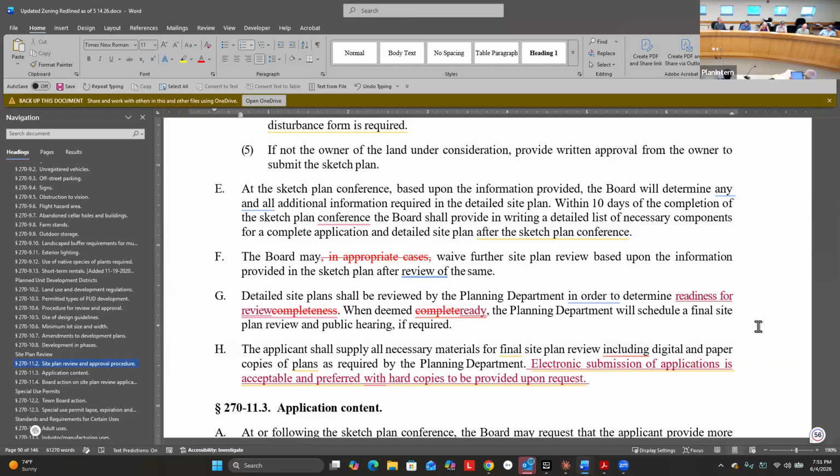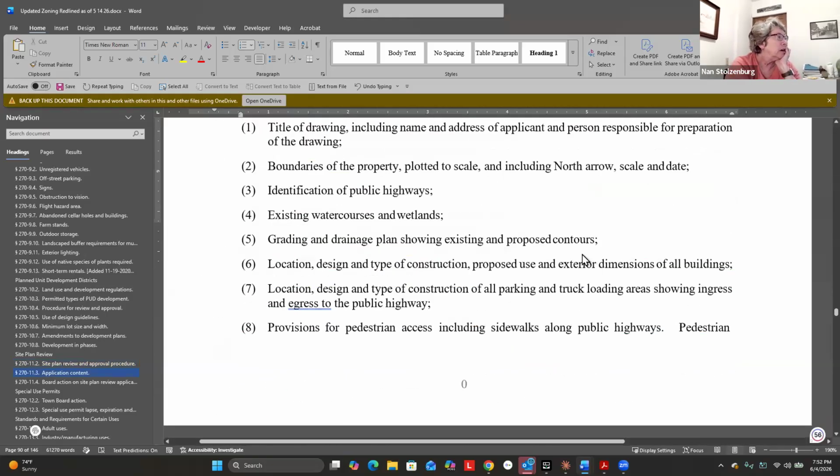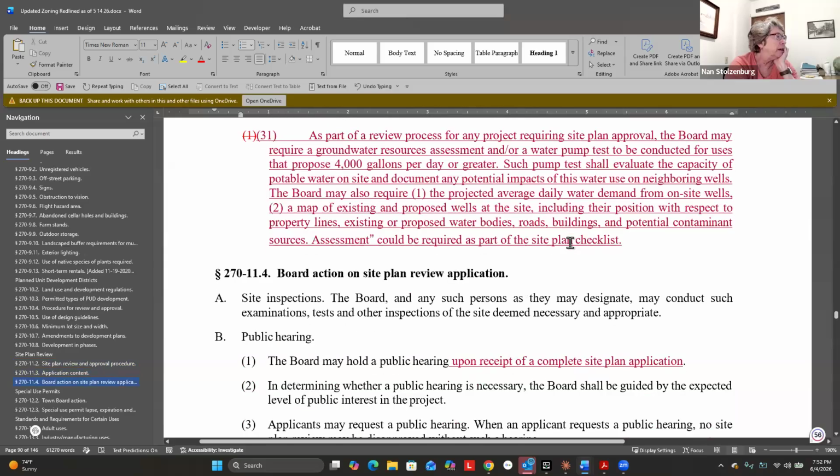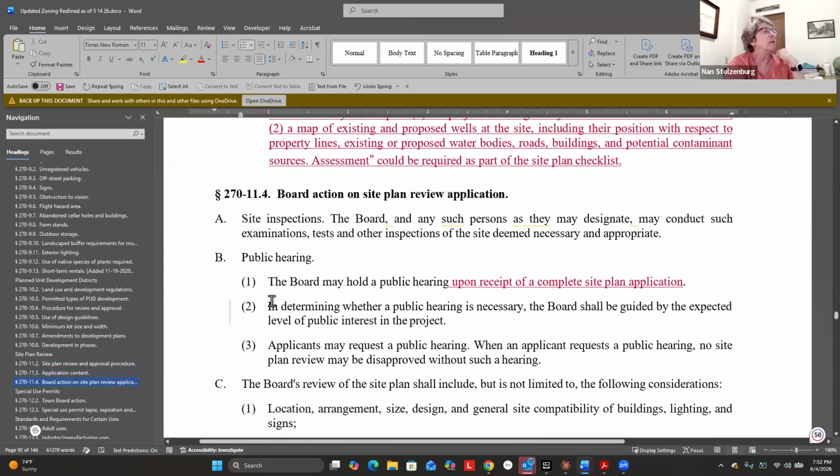So when deemed ready, the planning board will schedule the final site plan review. Actually, I schedule that. So now this is really where the word complete comes in. Maybe this isn't the wording you want at all, because what we want to say might be further down, where we talk about the public hearing. Let's see, public hearing. Yeah, it says the board may hold a public hearing upon receipt of a complete site plan application. Right.